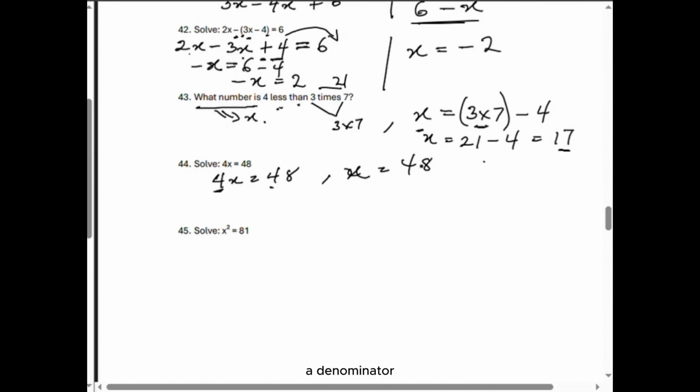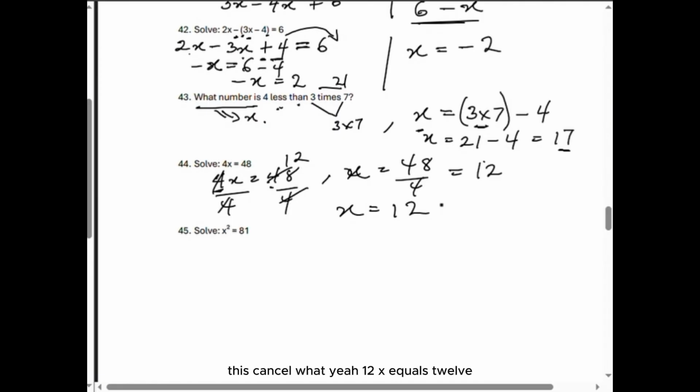a denominator. Then you have 12, right? Or you can say divide all through by 4. This cancels, this cancels, what? Yeah, 12. x equals 12.